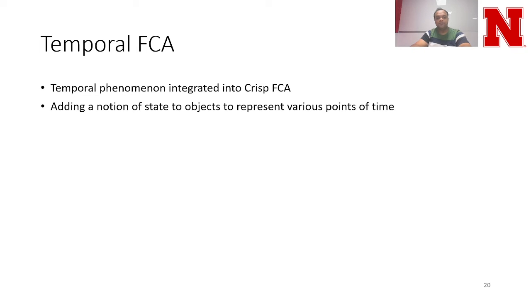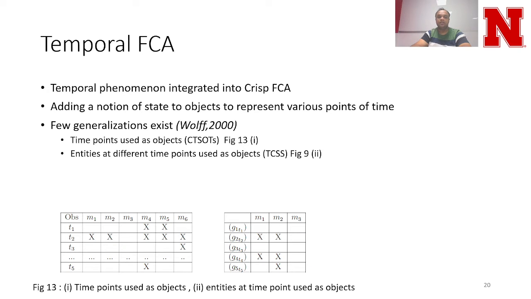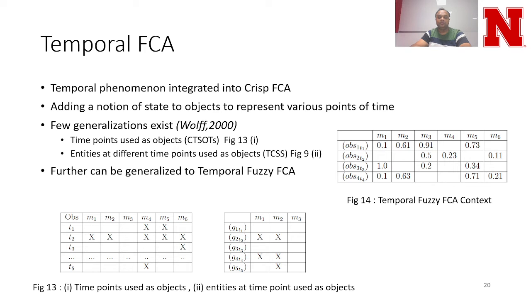So next is temporal FCA, which is basically the integration of temporal phenomena into crisp FCA, which means adding a notion of state or time to each of the objects or to the attributes. There are a few generalizations that exist for this. The important ones are, in figure 13, the first one, where time points themselves are used as objects, which means we have various times and various observations M1, M2, M3. Another one is TCSS in figure 9.2, where each object at a particular time can be defined as an object, and then various observations or various attribute values could be present.